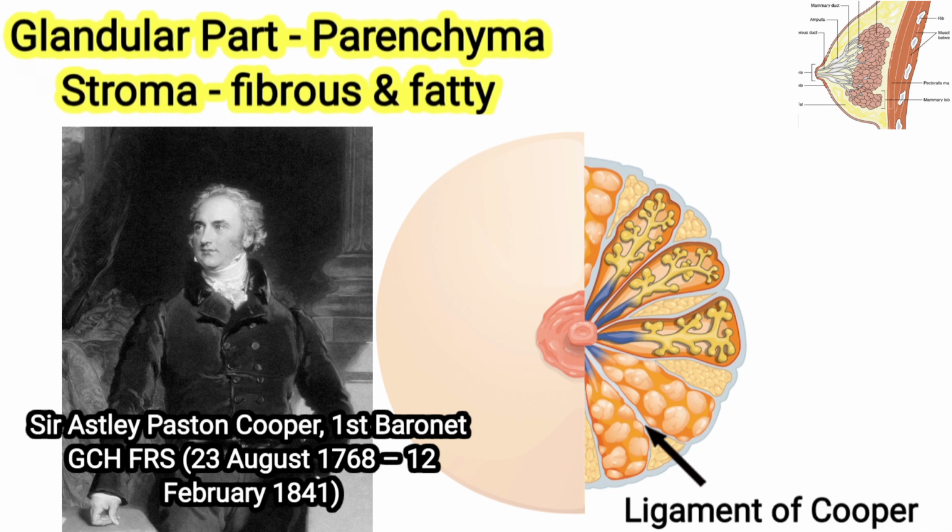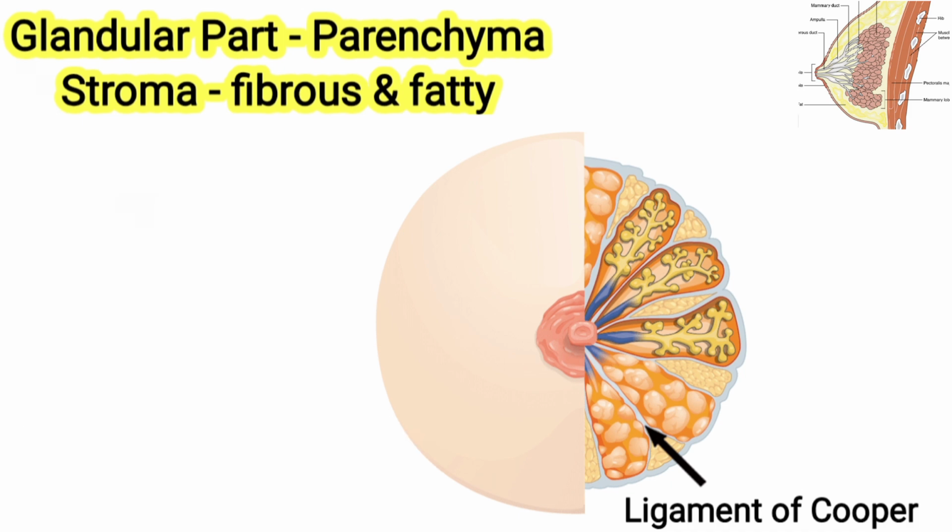Why is the name ligaments of Cooper given? The name is given after Astley Cooper, the English anatomist and surgeon who described these fibrous bands in the breast. Ligaments are strong supporting bands, and Cooper is the name of the doctor who described them. So ligaments of Cooper means the supporting fibrous bands described by Cooper. These ligaments help support the breast, maintain its shape, and divide the breast into lobes. They are called suspensory ligaments of the breast.